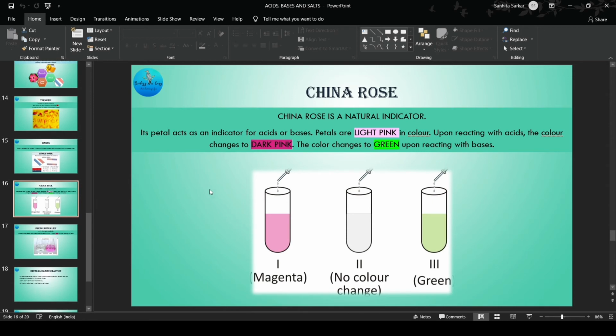Now, let's talk about China rose. Petals of China rose act as a natural indicator. It is light pink in color. When it reacts with acid, its color changes to magenta or dark pink, and when it reacts with bases, its color changes to green color. Okay, so till now we discussed about what? We discussed about natural indicators.